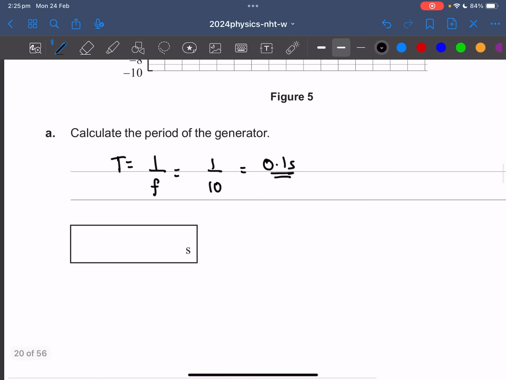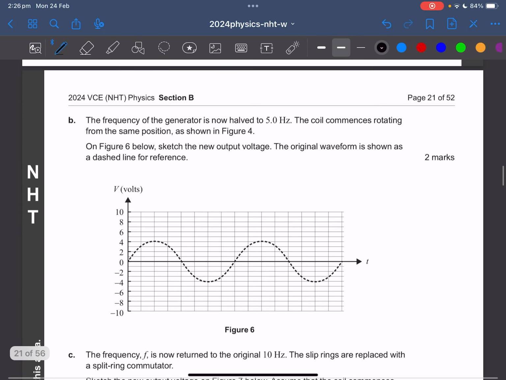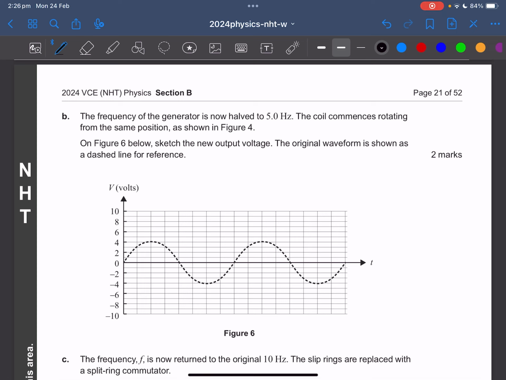Okay, 0.1. Alright, the frequency of the generator is now halved to 5 Hz. The coil commences rotating from the same position as shown in figure 4. On figure 6 below, sketch the new output voltage. The original waveform is shown as a dashed line for reference.